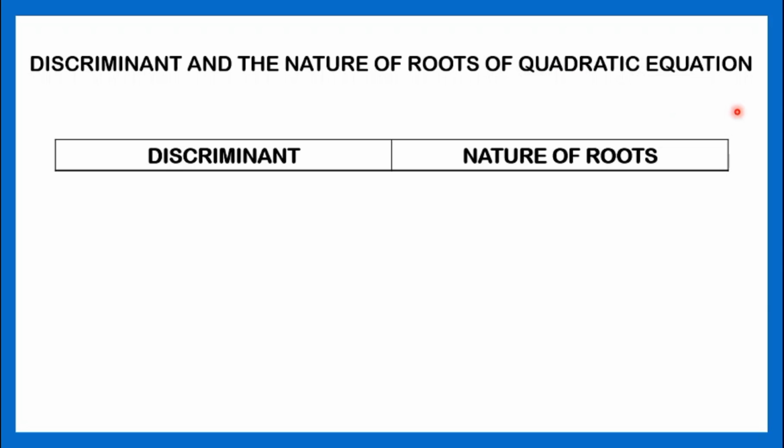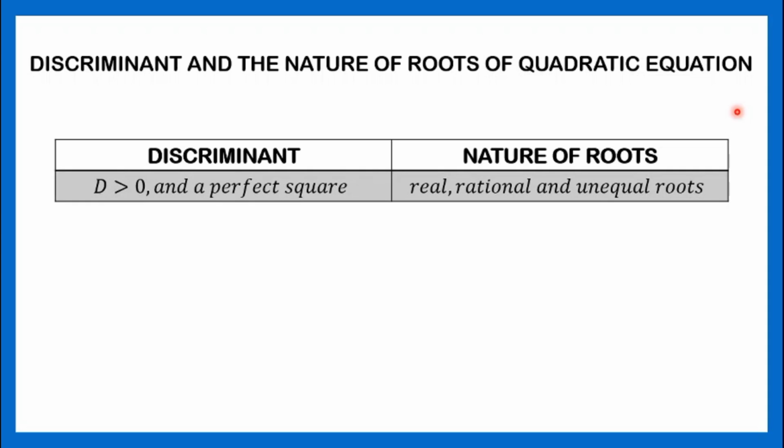So, let's have that. Una, d is greater than 0, or discriminant is greater than 0 and a perfect square. So, kapag ito yung condition, ito yung roots na i-expect natin. Real, rational, and unequal roots. Ayan. So, kung hindi ka familiar ngayon dito sa real, rational, unequal, syempre, obvious yan, hindi equal, unequal.